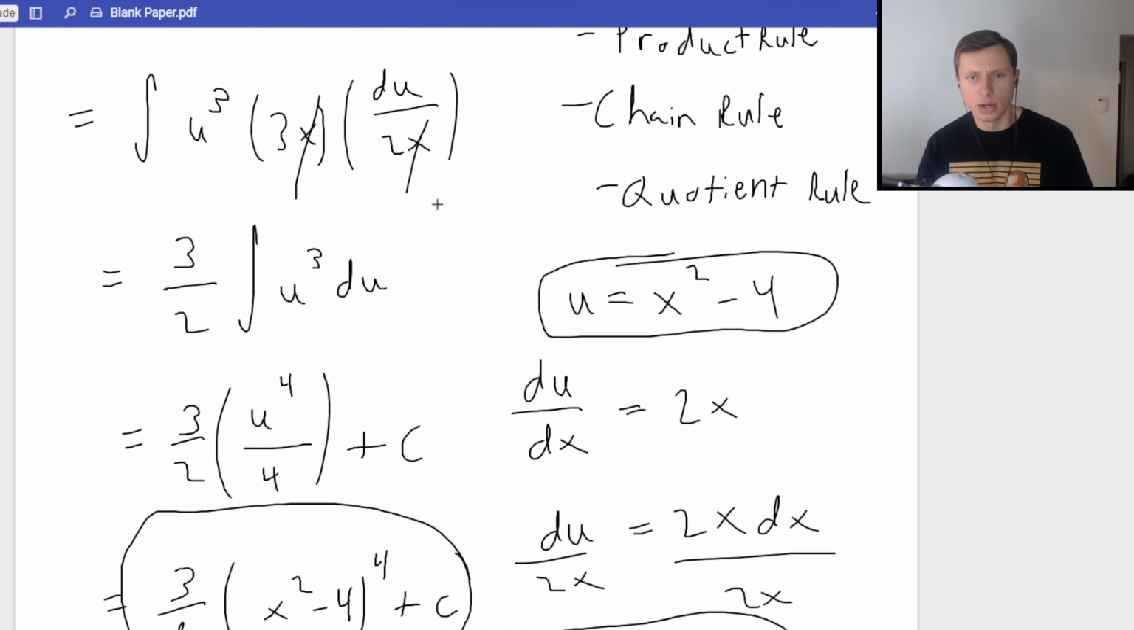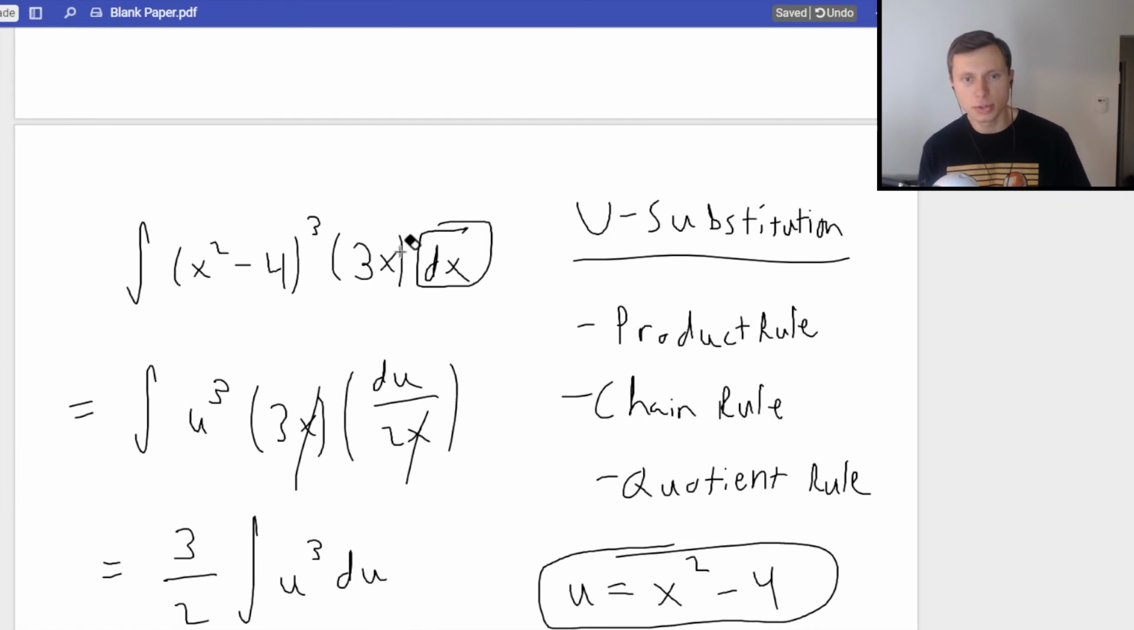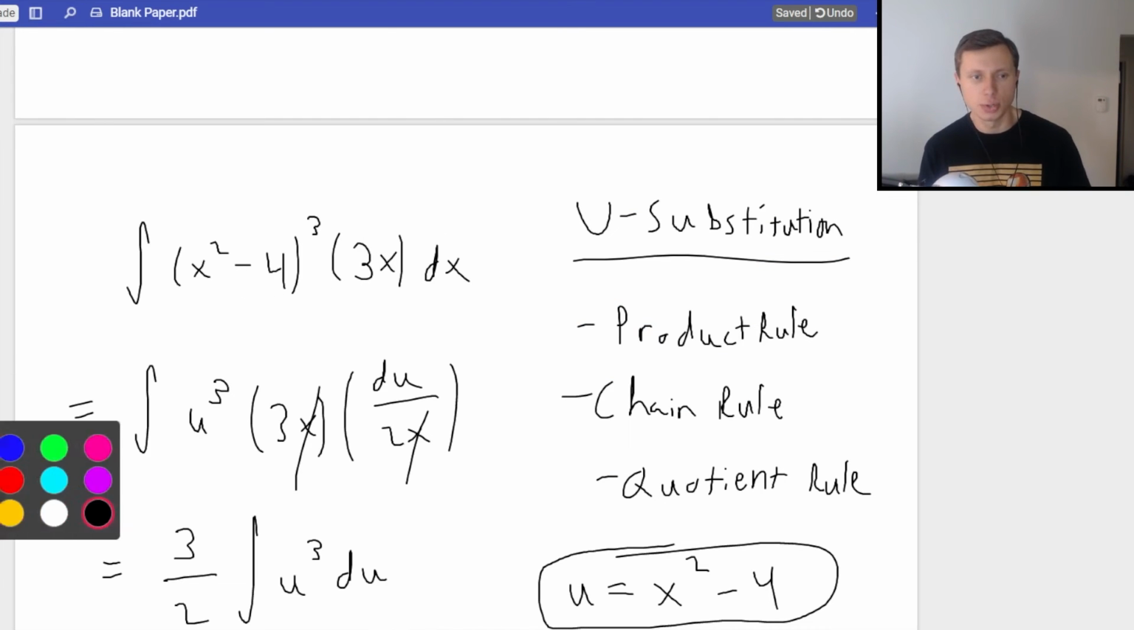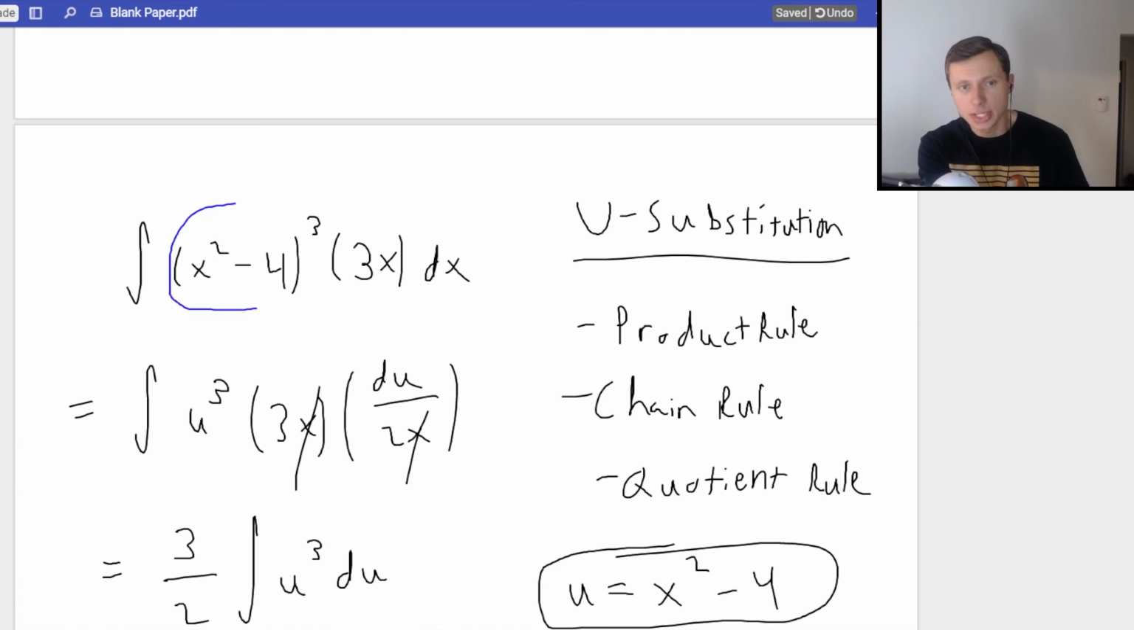Oh, one more thing. Why did I choose u equals x squared minus 4? Let's talk about that, because that's actually a good point. So I'm going to tell you there's a few different options I could have chosen, right? I could have chose x squared minus 4, which I did. I could have chose x squared minus 4, the whole thing cubed. I could have chose that. I could have just chose 3x. How do I know it was x squared minus 4?